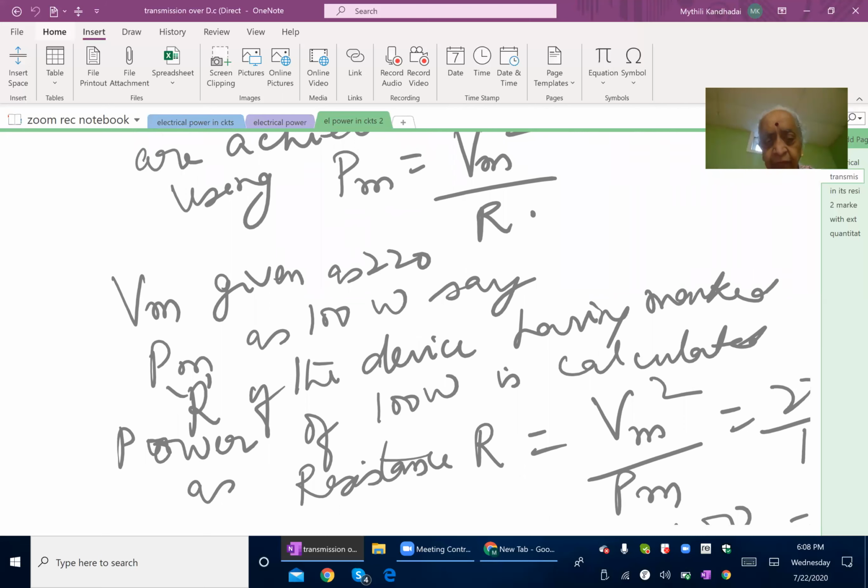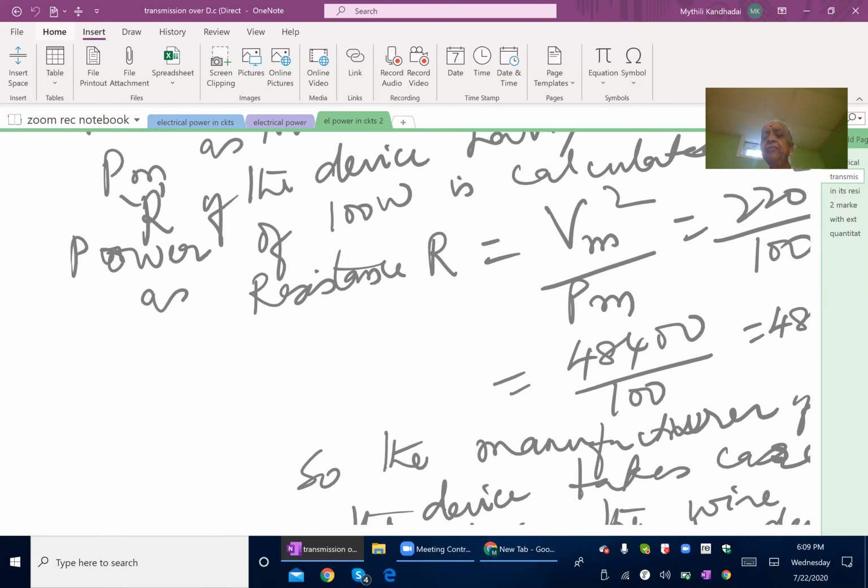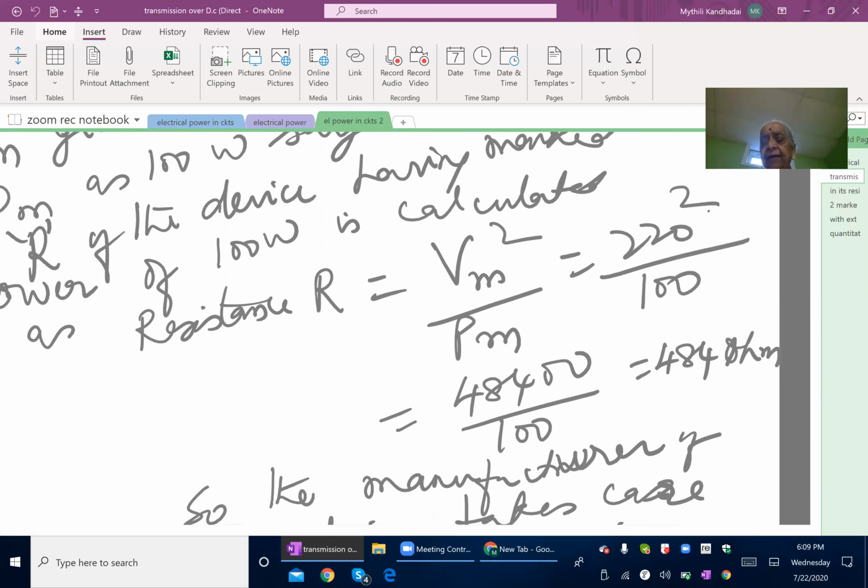With V marked given as 220 and P marked as 100 watts, say, R of the device, the filament of the bulb which has a power of 100 watts and 220 volts marked on it, will be such that, we already saw that, V squared by P will give me my R. So 220 squared by 100 will come out to be 484 ohms. So the filament of the 100 watt bulb is so chosen that its resistance is 484 ohms.